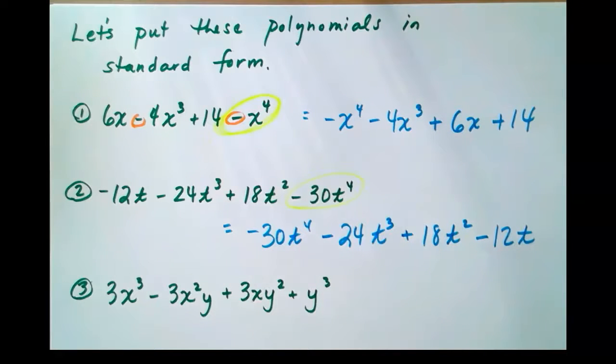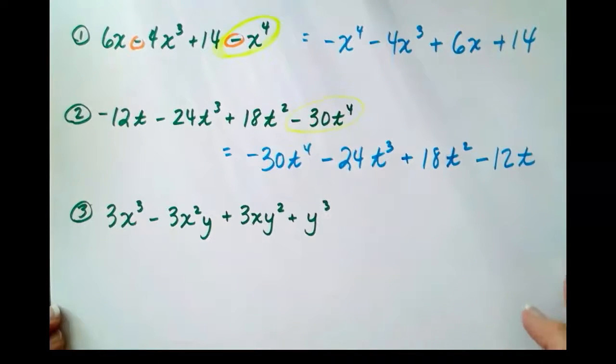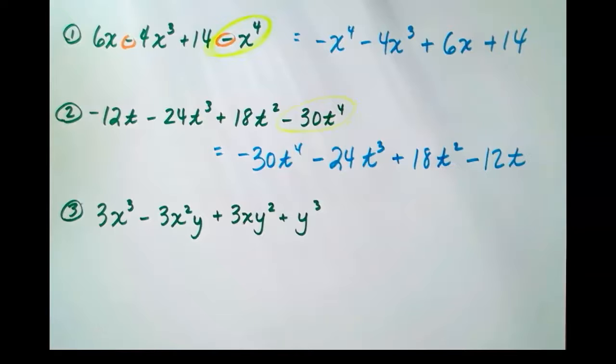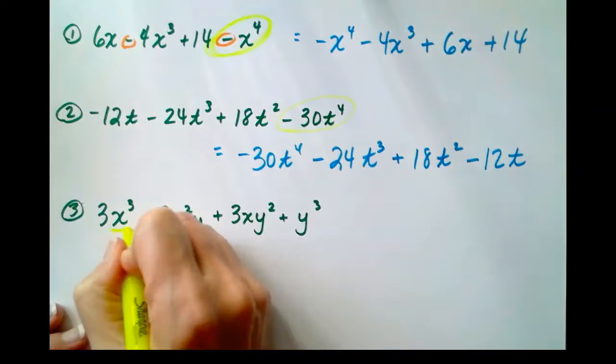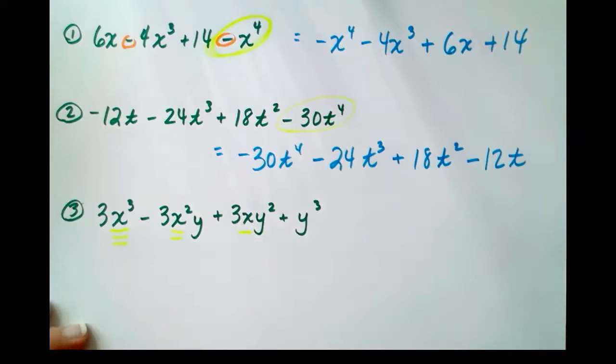Now, lastly, number 3 is special. Number 3 is special because it has more than one variable. If we have more than one variable, just consider the alphabetical order. So what's happening here is the x's are already descending. X to the 3rd, x to the 2nd, x to the 1st. So the x's are in descending order. Now look at the y.